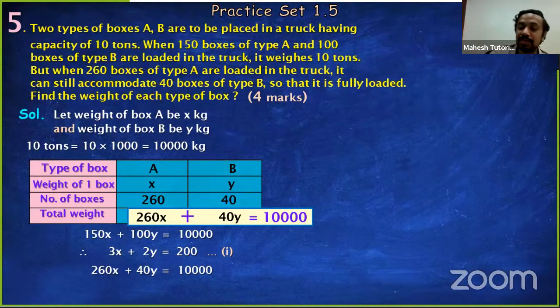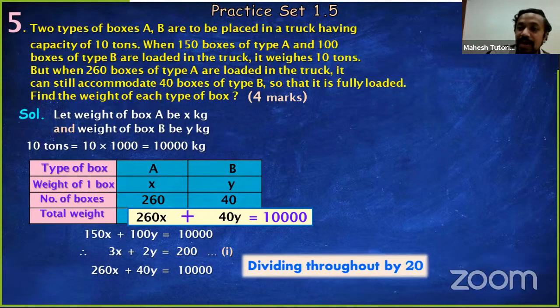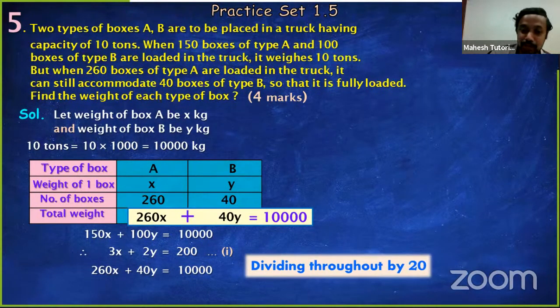Now students, look at all the three numbers very carefully: 260, 40, and 10,000. All these numbers are divisible by 20. So in the next step, to make the equation simple, we are going to divide each term by 20. If I divide 260 by 20, I'll get 13x, keeping the plus sign as it is. If we divide 40y by 20, we'll have 2y is equal to, and if we divide 10,000 by 20, we are left with 500.